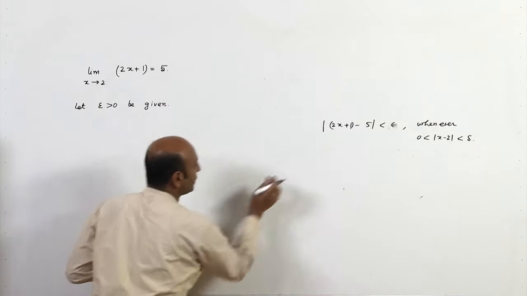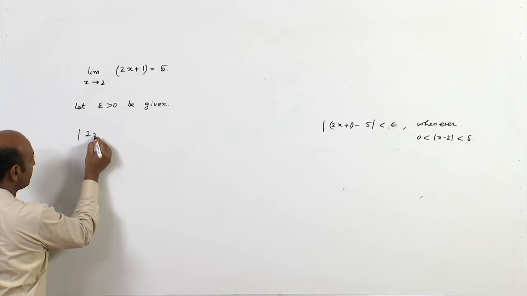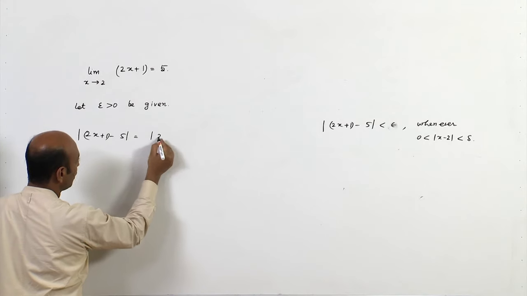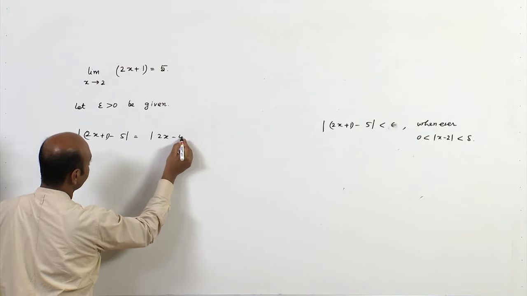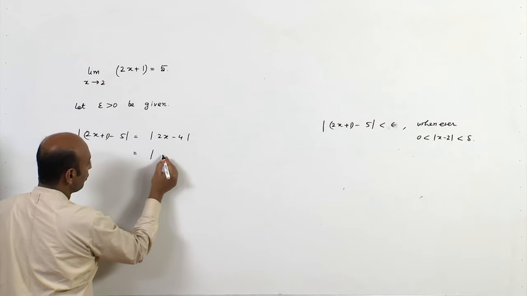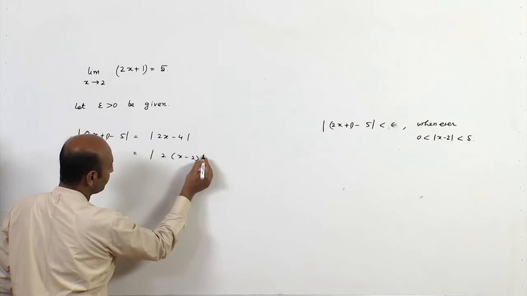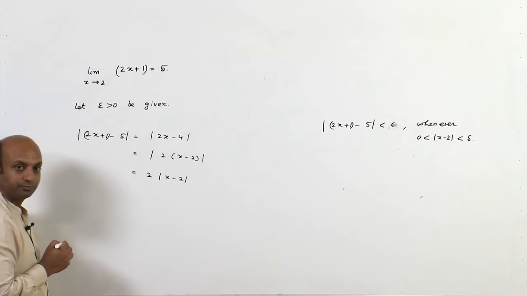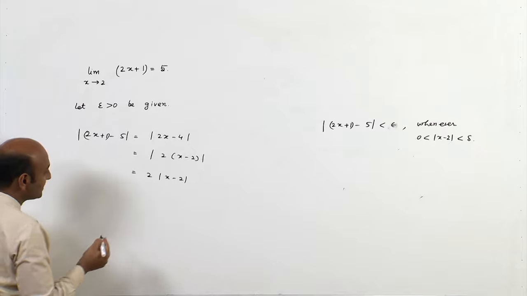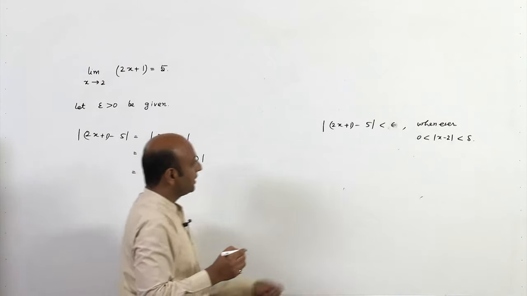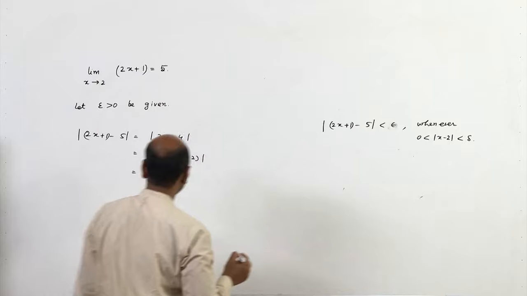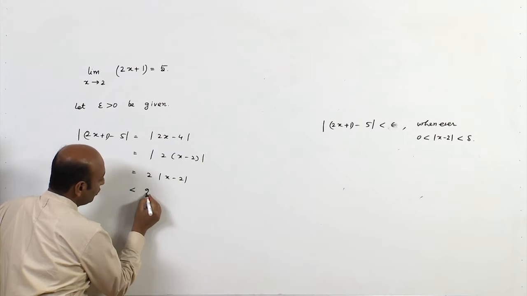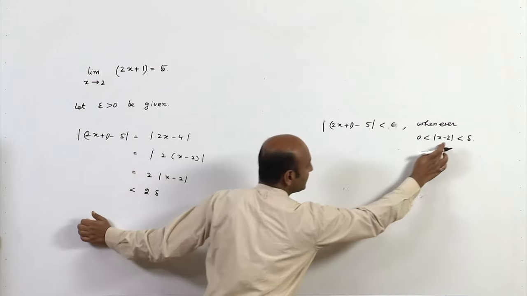Now we start with this inequality. This is mod 2x plus 1 minus 5. This is equal to mod 2x minus 4. This is equal to mod 2 times (x minus 2). This is equal to 2 mod x minus 2. And if mod x minus 2 is less than delta, then this quantity is less than 2 delta, because mod x minus 2 is less than delta.